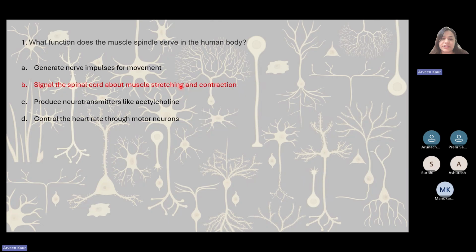So the correct answer for this is option B, that it basically signals the spinal cord about the stretching as well as the contraction of the muscle. So it helps transfer that particular signal to the spinal cord. The spinal cord is the one which makes decisions regarding what response needs to be made, or what kind of action needs to be taken, or which kind of neurotransmitter should be produced, etc.